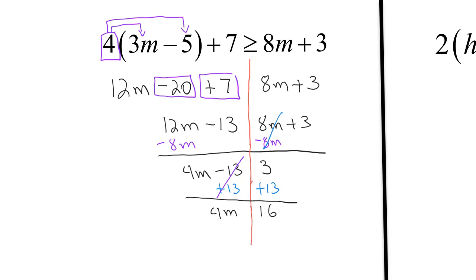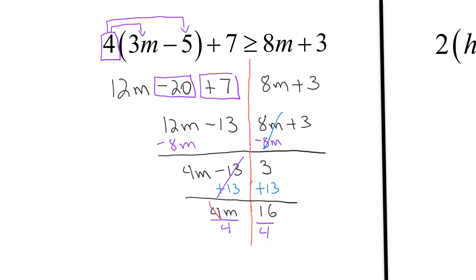So now, the last step, you want to get rid of the 4 next to the m. Remember, these are multiplying because there's nothing in between. So by default, it is multiplication. So I am going to divide by 4 here. Whatever you do to one side, you do to the other side. Double check the sign of the number that you're dividing. This is positive, so I do not have to change the inequality because it's positive. You only change it when it's negative.